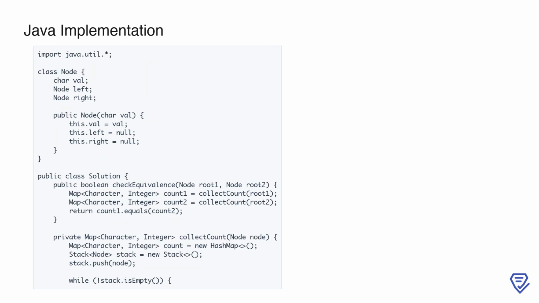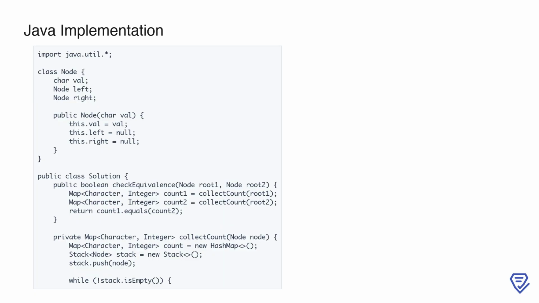Here, we start by defining the structure for our binary tree nodes using the node class. Each node holds a character value, as well as references to its left and right children, which are initialized to null. Then, we move on to the solution class, where the main logic resides. The check equivalence method takes two root nodes of expression trees as input and determines if the two trees are equivalent. To do this, it uses a helper method called collectCount to traverse each tree and create a frequency map of the characters found in the leaf nodes.